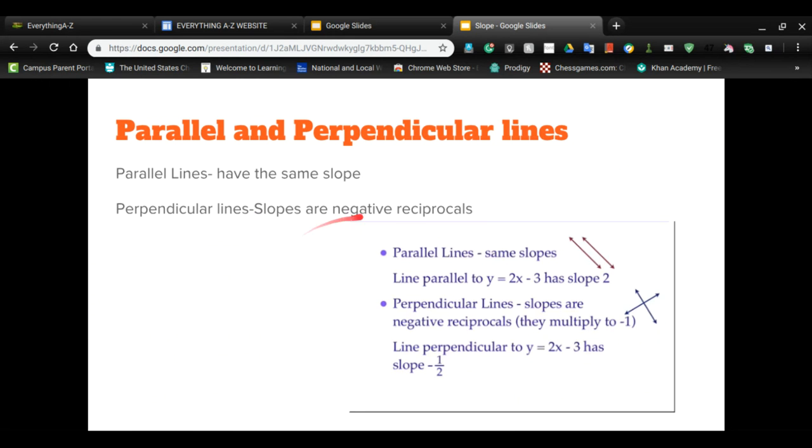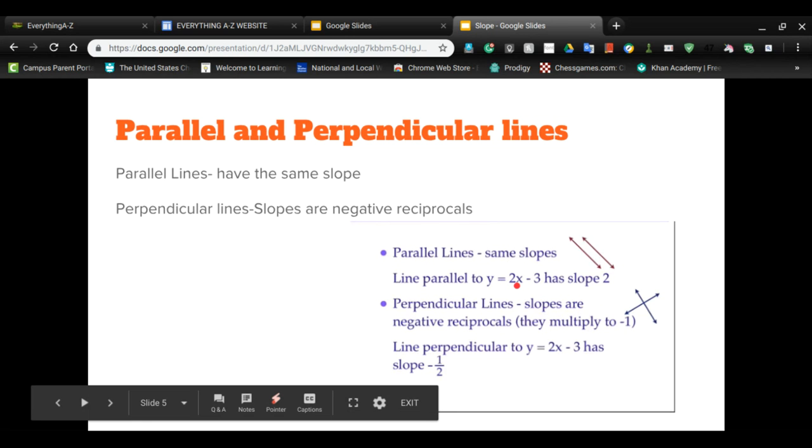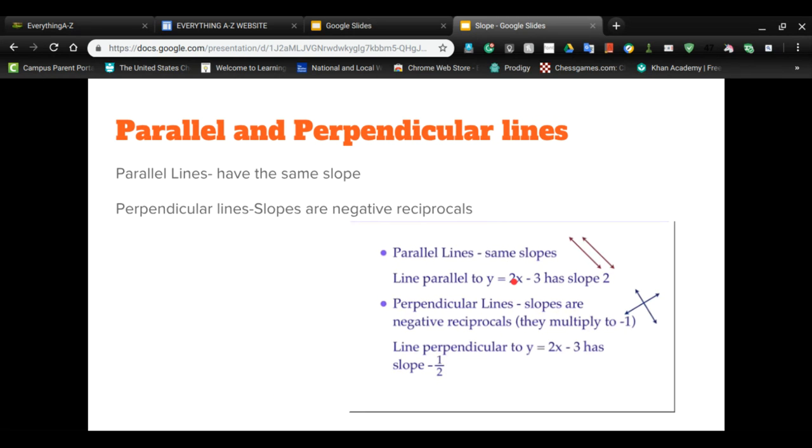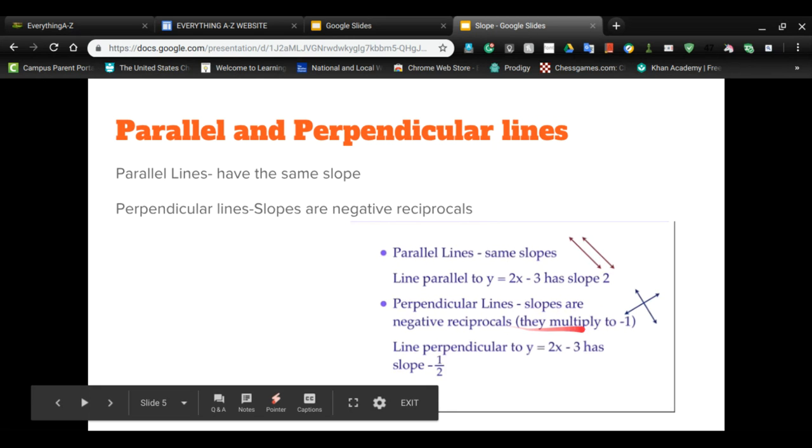Moving on. Parallel and perpendicular line. Now, parallel lines have the same slope, and perpendicular lines' slopes are negative reciprocals. A line parallel to y equals 2x minus 3 has a slope of 2. Reason because in y equals 2x minus 3, m, which is 2 here, is the slope. A line parallel to that has also the same slope, which is 2. Perpendicular lines' slopes are negative reciprocals. They multiply to -1. A line perpendicular to y equals 2x minus 3 also has a slope of negative 1 divided by 2. Also, negative 1/2.